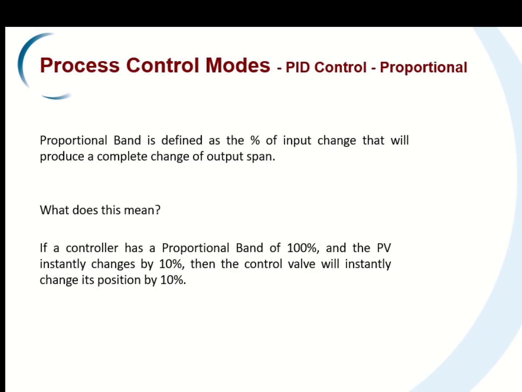Okay, this is proportional band, defined by the percentage of input change that will produce a complete change of output span. This means that if a controller has a proportional band of 100% and the PV instantly changes by 10%, then the control valve will instantly change position by 10%. So that's the proportional band.